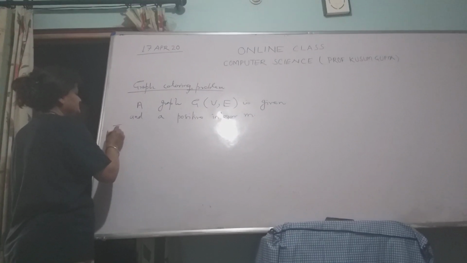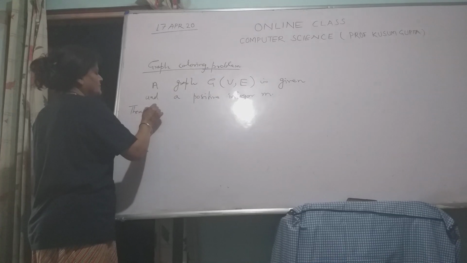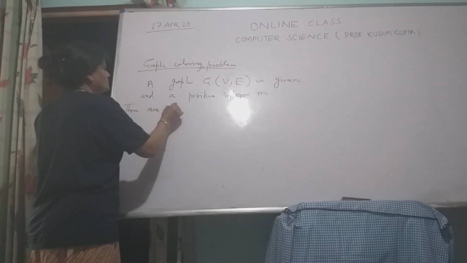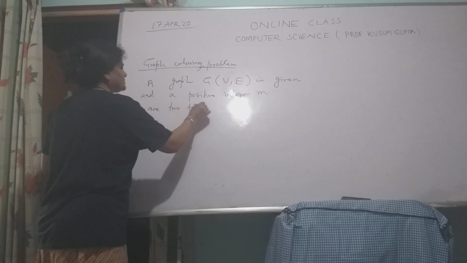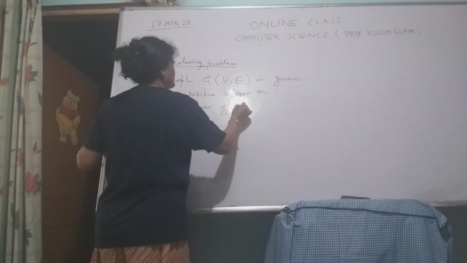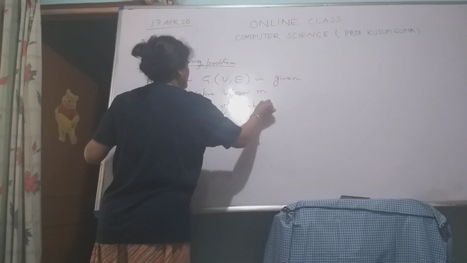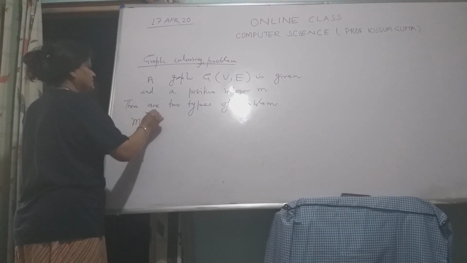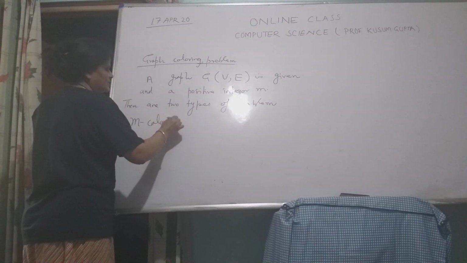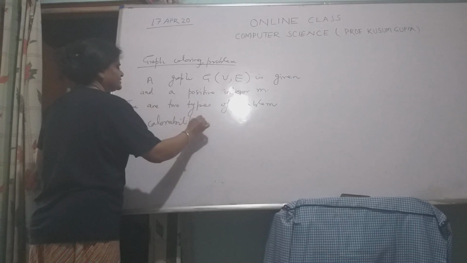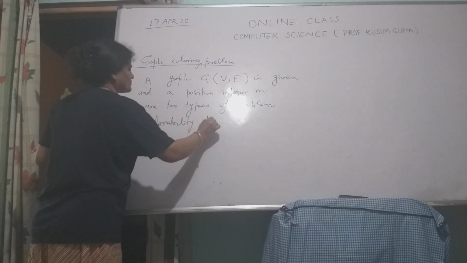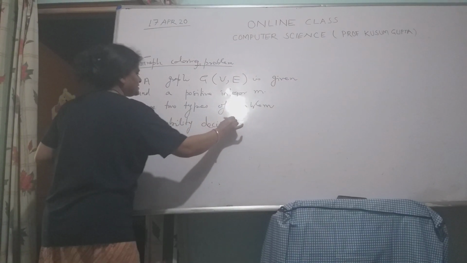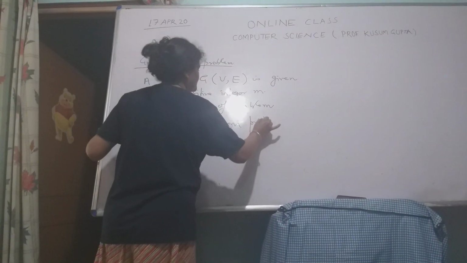There are two types of problems. The first is the M colorability decision problem.